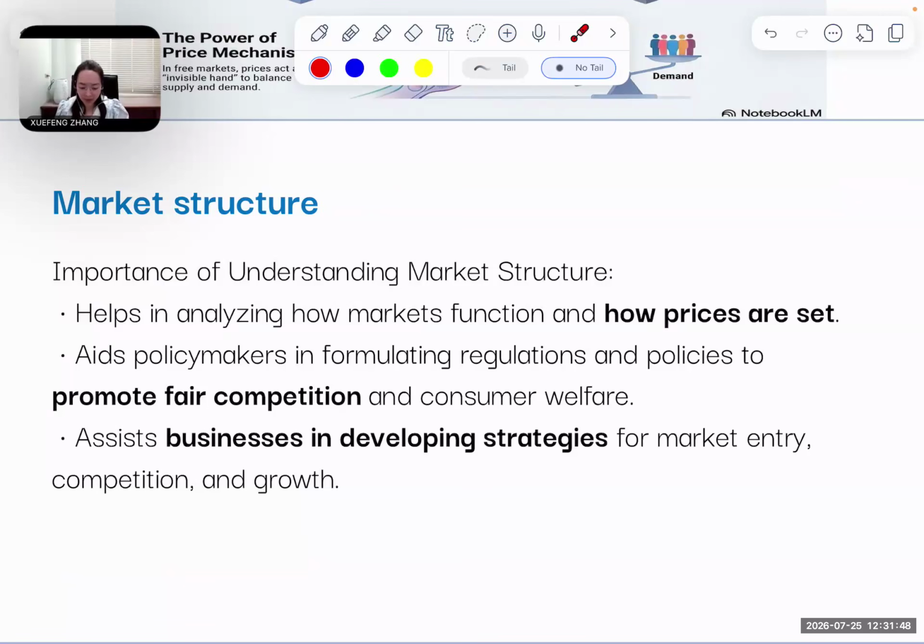As an analyst, market structure tells you how prices actually get set. You can't predict price and behavior without knowing if you are looking at a monopoly or perfect competition. How prices are set. As a policymaker, it tells you whether regulation is needed. You don't regulate a vegetable market the same way you regulate an electricity monopoly because the risks to consumers are completely different. All right.